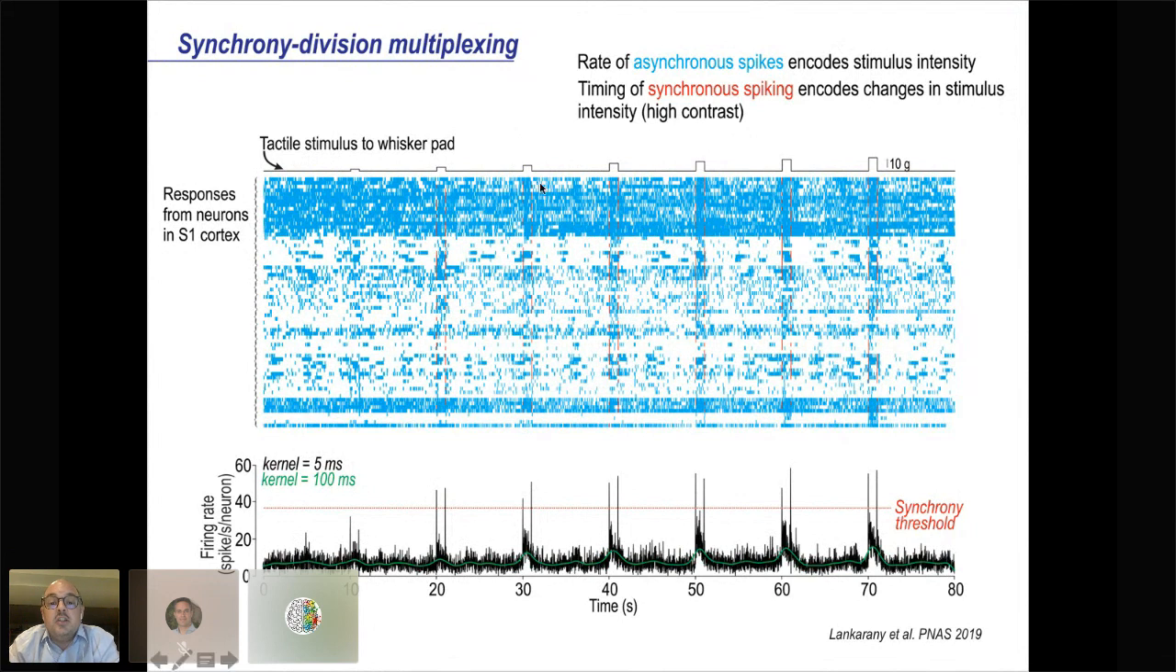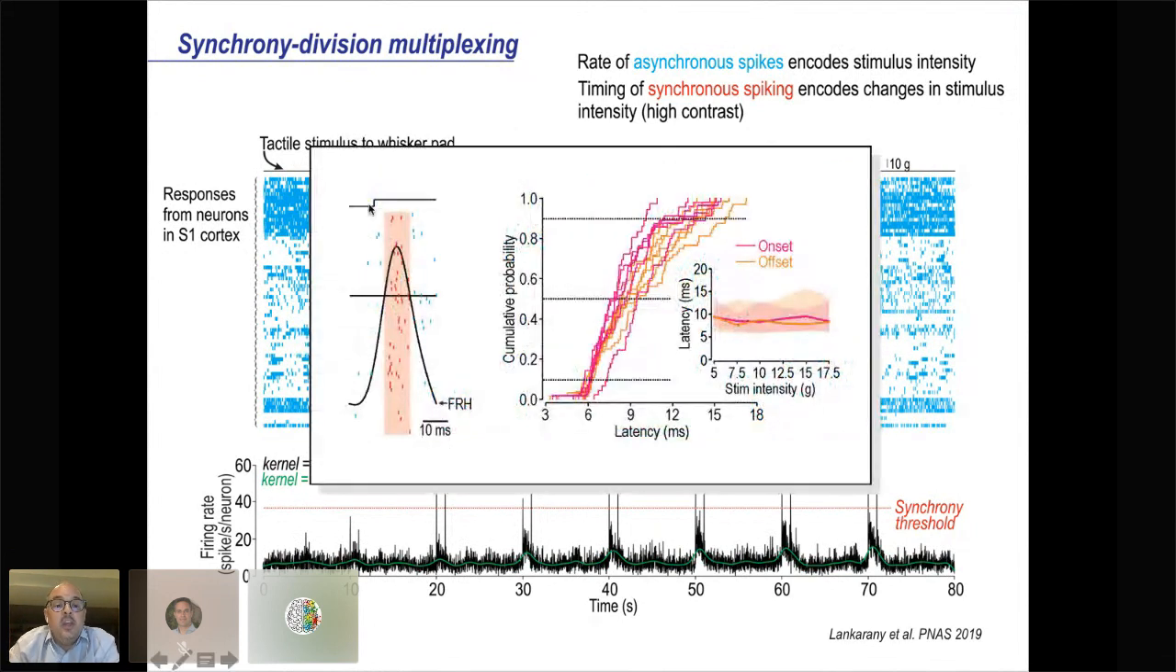So I want to zoom in on just one of these onsets to give you a better sense of what's happening. What you can see here is the onset of the 10-gram stimulus, with this firing rate histogram that crosses our threshold, and we say everything during this time where it's above threshold, those are synchronous spikes. And you can see that most neurons, in most trials, will fire a single spike. Sometimes you have two, maybe three, or none at all, but most neurons fire once. And this occurs within a very narrow window.